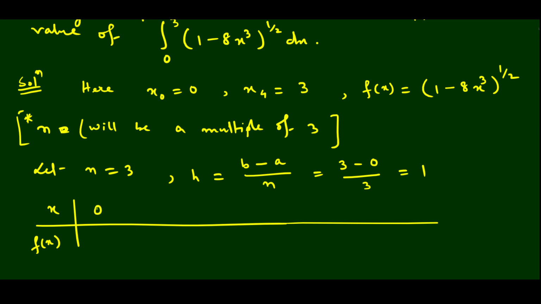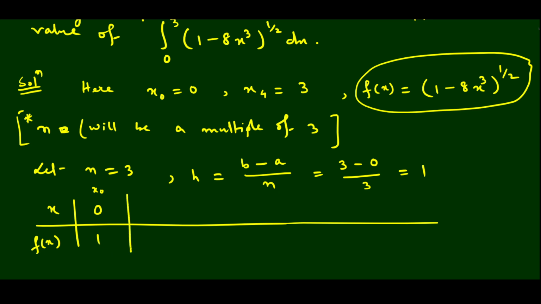So the first number is 0. Okay, this is our x naught. X naught is 0. So if you put 0 in place of x in this particular function, how much will you get? 1. Then the next term will be x naught plus h. So x naught is 0 and h is 1. So the second term will be 1. So if you put 1, it will be your 1 minus 8x cube.